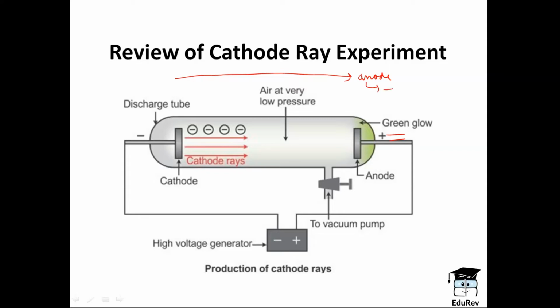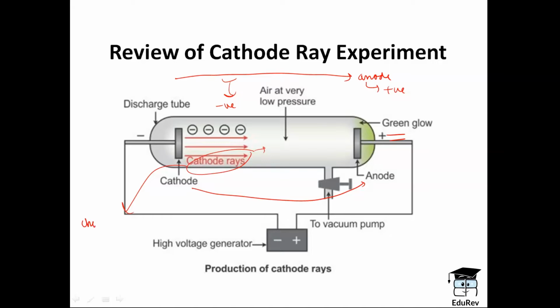And since the anode was positively charged, he concluded that whatever was traveling had a negative charge. He gave them the name cathode rays because they were traveling from cathode to anode. And they were negatively charged because they were attracted towards the positively charged electrode.